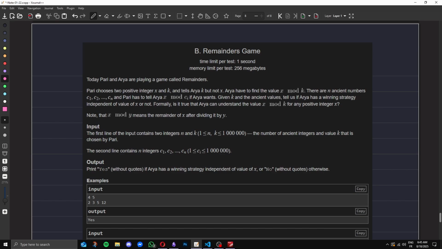All right, now for the practice problem, I chose this old Codeforces problem, which is not bad. It's rated 1800. It's called Remainder's Game. By today's standard, it's probably 1700.